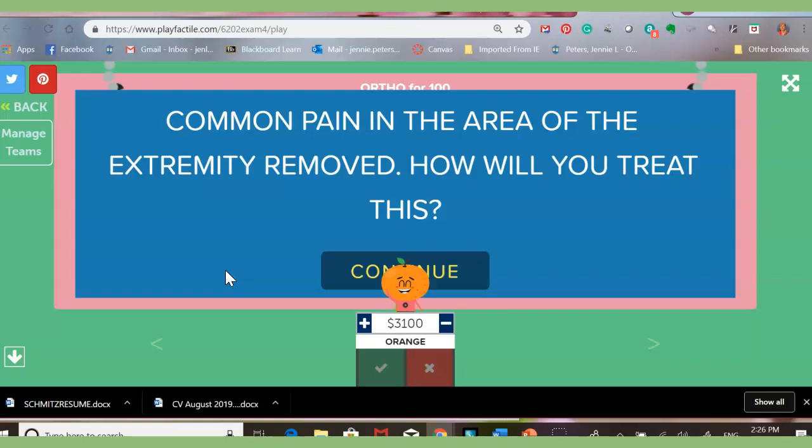So how will you treat this? You're still going to treat the patient immediately post-op. So let's just say you have a patient that had a below-the-knee amputation on the left leg, and he is complaining of pain in his foot on that leg where it was removed.